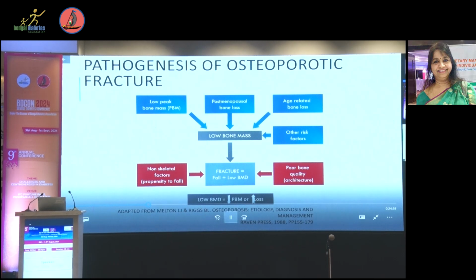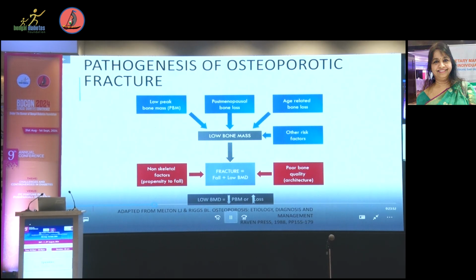So if you take the pathogenesis of osteoporotic fractures, so many things: postmenopausal bone loss, age-related bone loss, other risk factors we have talked about, starting with low peak bone mass, poor bone quality, and non-skeletal factors like propensity for falling. Someone has dizziness, hypoglycemic episodes, they are more likely to fracture. So this all contributes finally to a fall and a fracture.